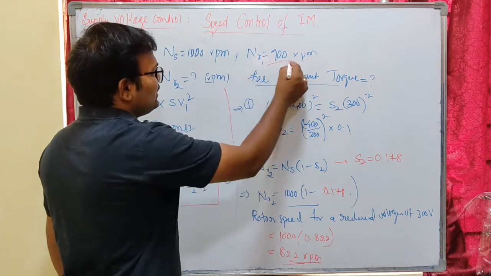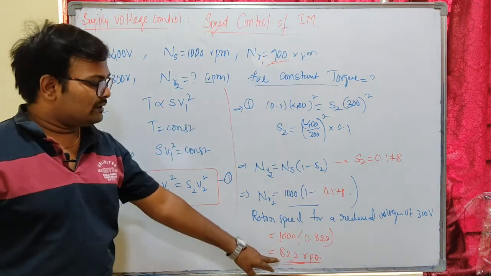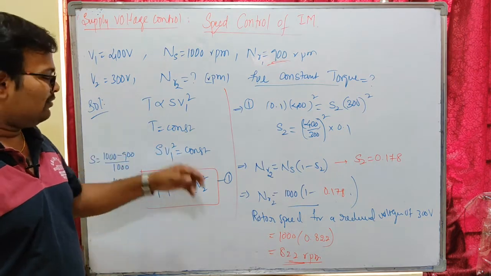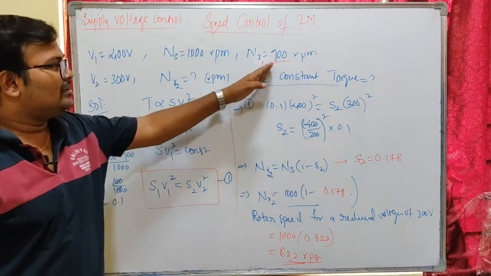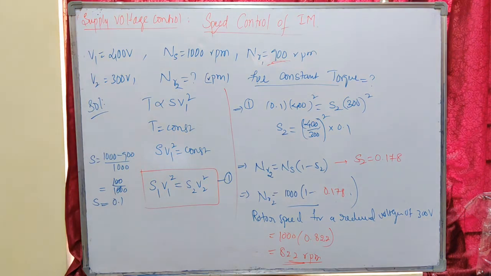You can see the speed initially was 900 rpm. Now it is 822 rpm. That means speed has been reduced, around 80 rpm from here to here. As we reduced the voltage by 100, from 400 to 300, the speed has been reduced from 900 to 800. So this is speed control by voltage control method.